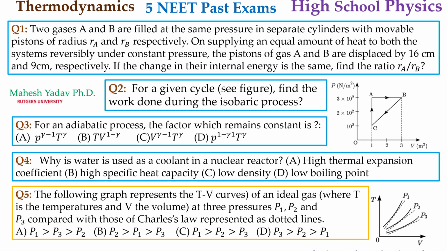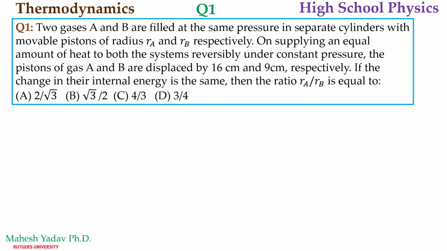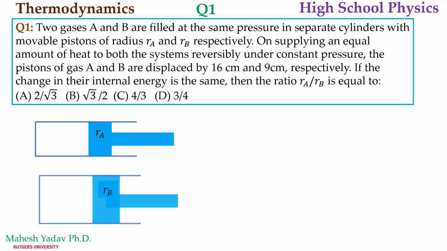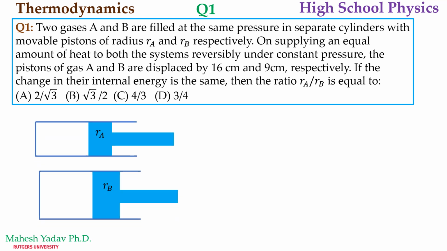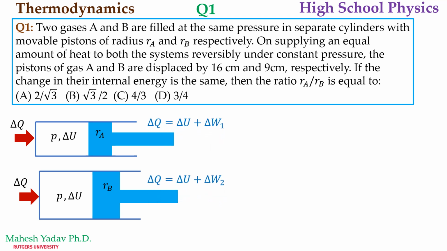Let's begin. For this first question, if you read carefully, it says there are 2 systems, one with small radius piston and the other with bigger piston. The radii are RA and RB. The other parameters like pressure P are same, heat input, delta Q are same, change of internal energy is same. We invoke the first law of thermodynamics, and that has delta Q and delta U the same. So the work done in both systems must be the same.